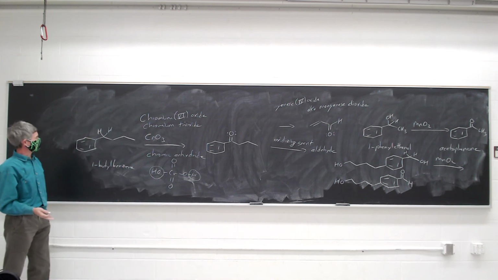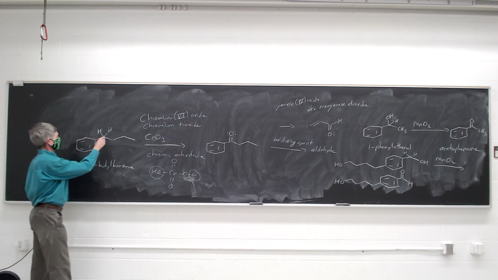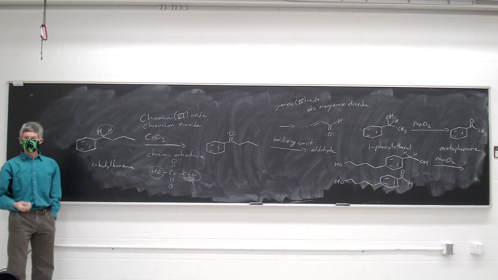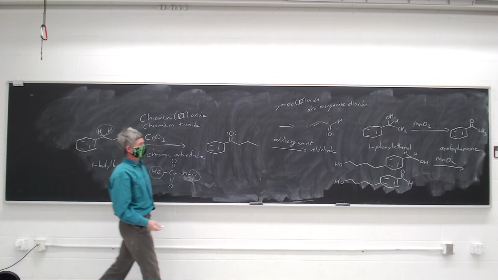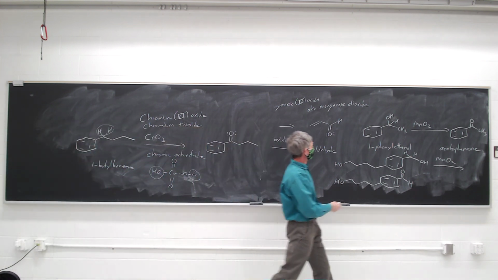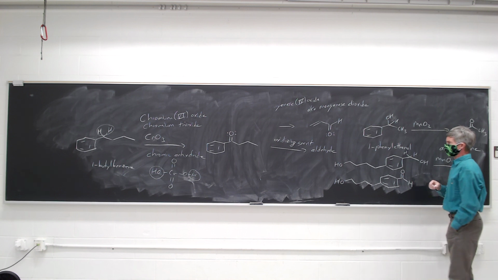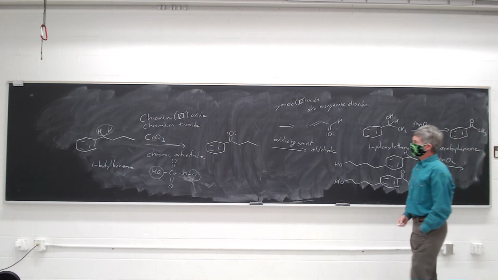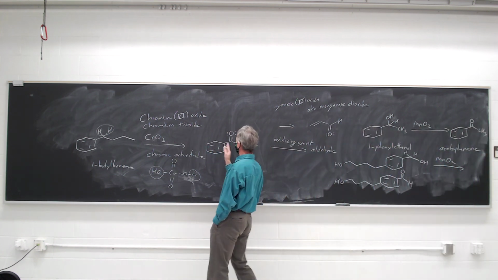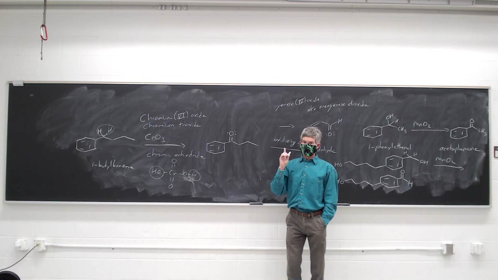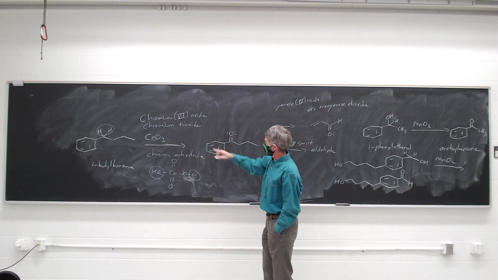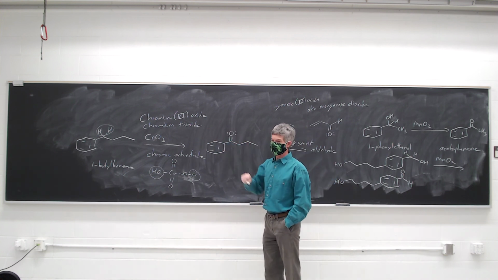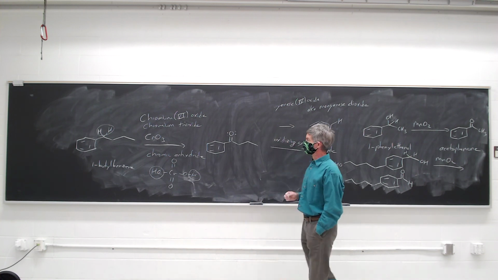I'm not even going to attempt to show the mechanism for that because I don't know it. But it takes away these two hydrogens from the same carbon, as opposed to taking away one hydrogen from the alcohol and one hydrogen from the carbon. So it's a way of converting an alkyl benzene into an acyl benzene. And there are reagents that will allow you to go the other way, from this acyl benzene all the way to the alkyl benzene, which we'll talk about later.